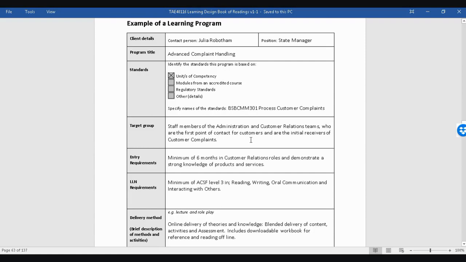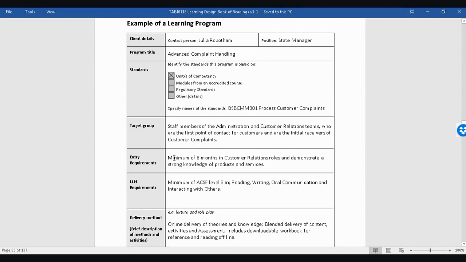Who's the target group? The target group here are the staff members of the administration and customer relations teams, who are the first point of contact for customers and are the initial receivers of customer complaints. We've already talked about the importance of identifying your cohort, of identifying who your clients are, identifying the target market. That's what we're doing here. Who is that target group? Summarise them. You don't need a lot of detail, but you need to know who they are so you can tailor the sessions to their benefit.